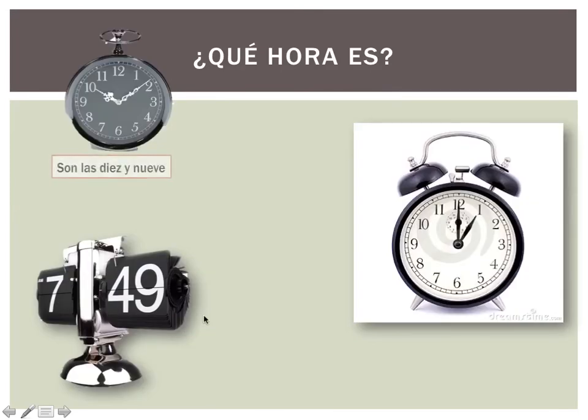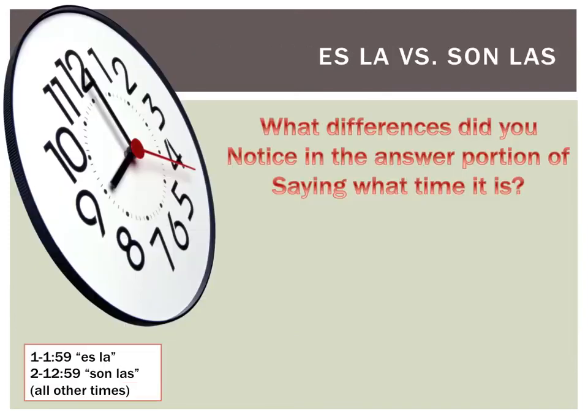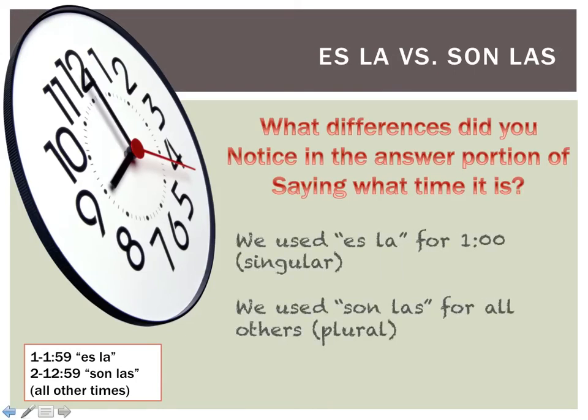Let's do a few examples here. Son las 10:09. That's how time looks in Spanish. Son las 7:11. Es la 1. So let's look at that. Let's look at es la versus son las. What differences did you notice in the answer portion just on the other slide? If you look down here in the bottom right, we used es la for 1 o'clock, which is singular, and we use son las for all of the others because they're plural. They're more than 1 hour.